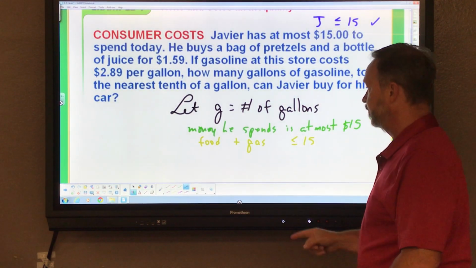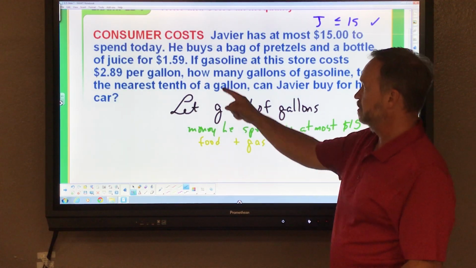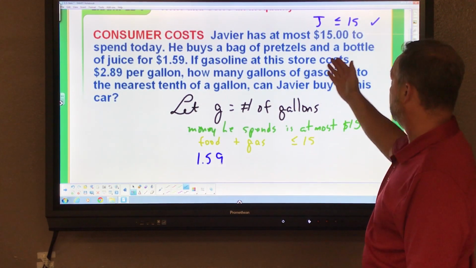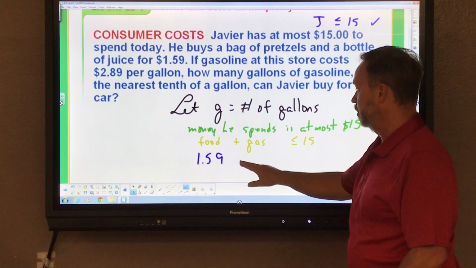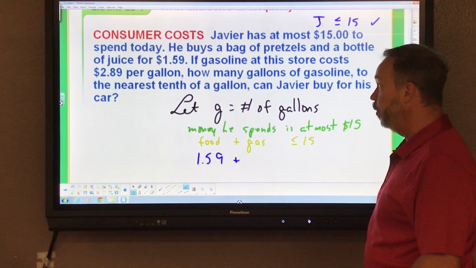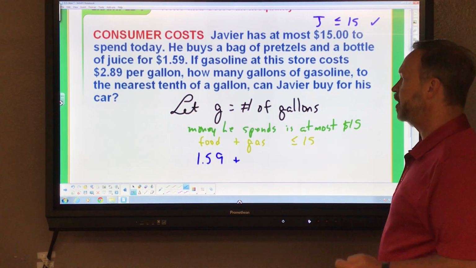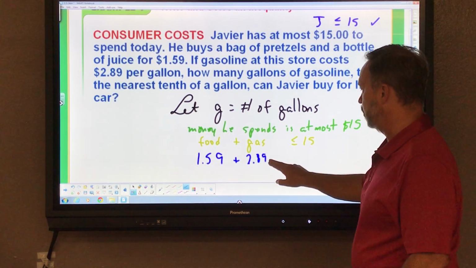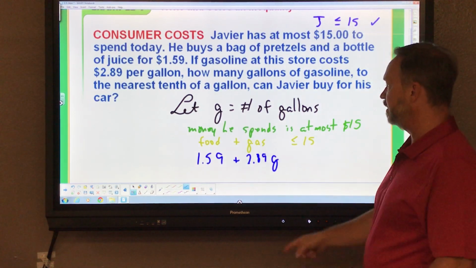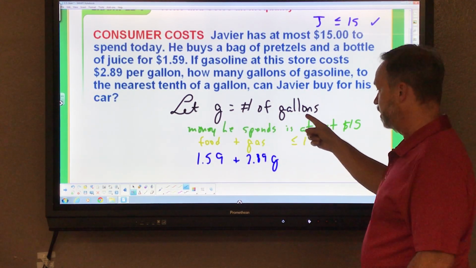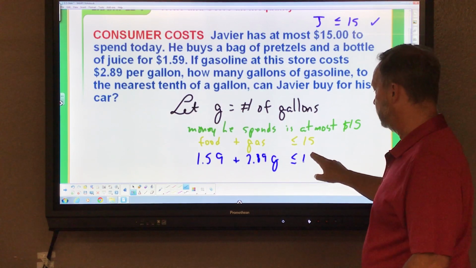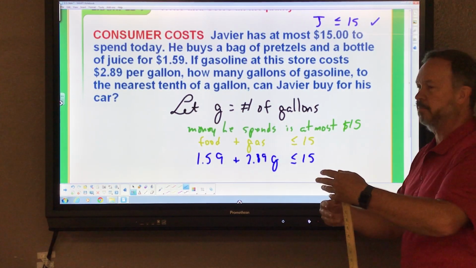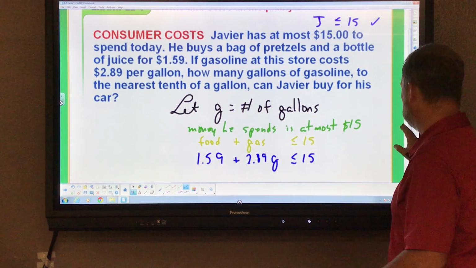So here's the deal. So we know what the food costs, $1.59. That's what it costs for his pretzels and the bottle of juice. We know what the gas costs. Somebody's like, oh no we don't. Yeah we do, it's $2.89 per gallon. So $2.89 per gallon. And how many gallons is he gonna buy? G is the number of gallons, and that's less than or equal to 15. And that, in blue, is the mechanism we're going to use to solve this question.